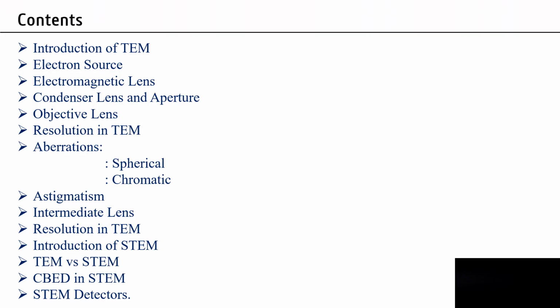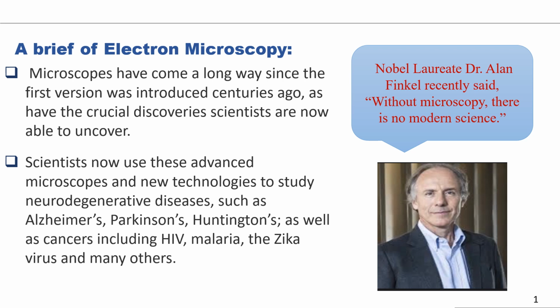These are the contents of this video: introduction of TEM, electron source, electromagnetic lenses, condenser lens and aperture, objective lens, resolution in TEM, aberrations (spherical, chromatic, astigmatism), intermediate lens, resolution in TEM, introduction of STEM, TEM versus STEM, CBED in STEM, detector. I want to build interest towards electron microscopy.